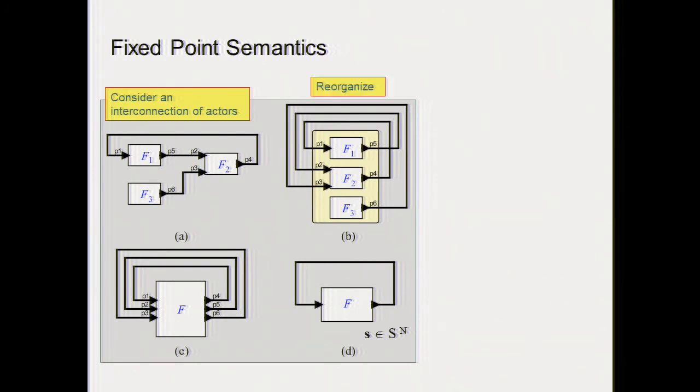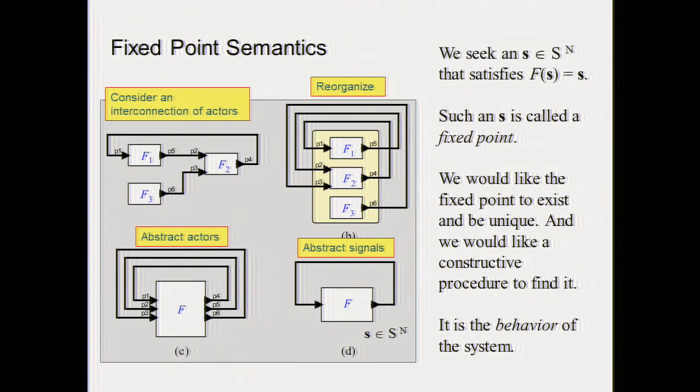So, reorganize: abstract actor, abstract signal, there you go. We seek any S belonging to Sn such that f of S is equal to S. Such an S is called a fixed point, and it is the behavior of the system. So it's what the system does, right?